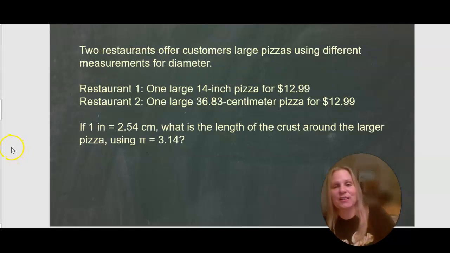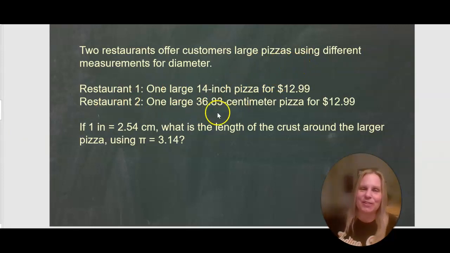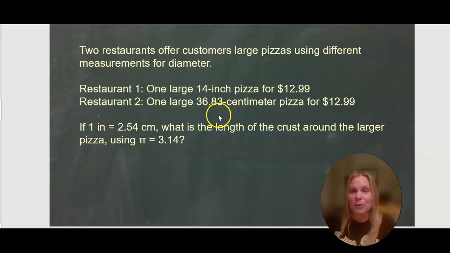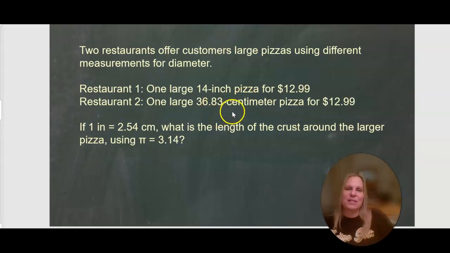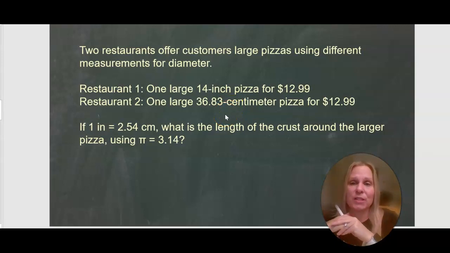All right, one more. We have 2 restaurants that offer large pizzas using different measurements for the diameter. This is, true story. Okay, well, except for restaurant 2, they don't tell you the circumference, but I guess those are both diameters. Oh, one of them's in centimeters. Anyway, one large 14-inch pizza for $12.99 or one large 36.83 centimeter pizza for $12.99. If 1 inch equals 2.54 centimeters, what's the length of the crust around the larger pizza?